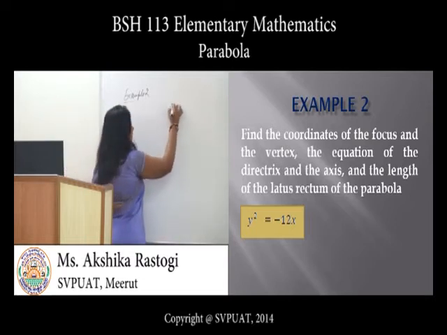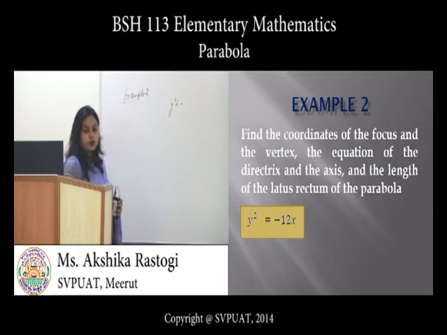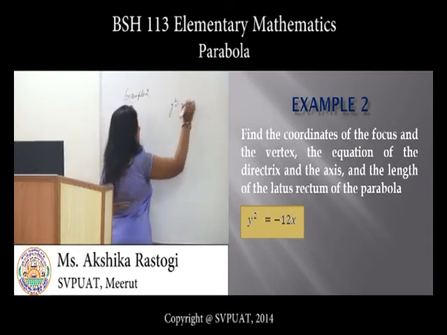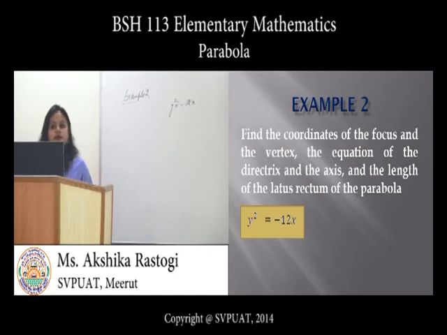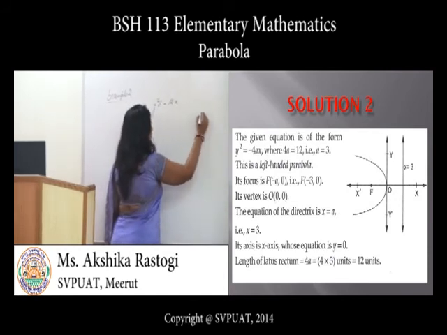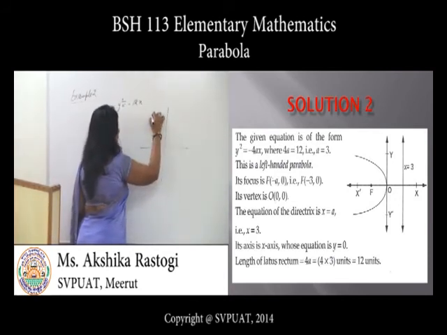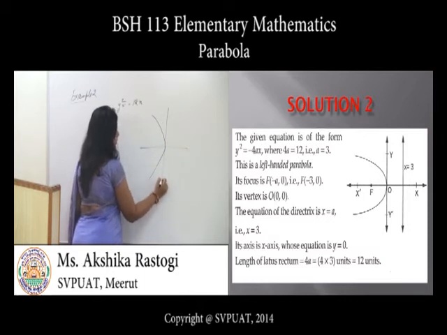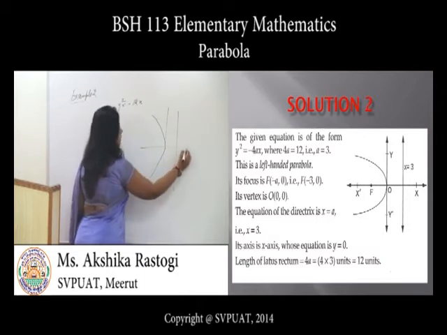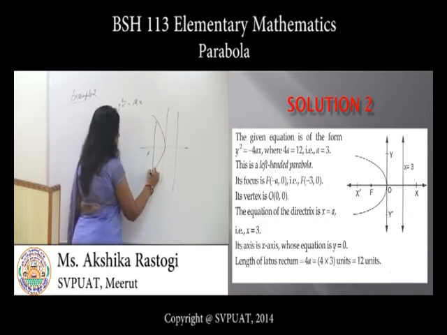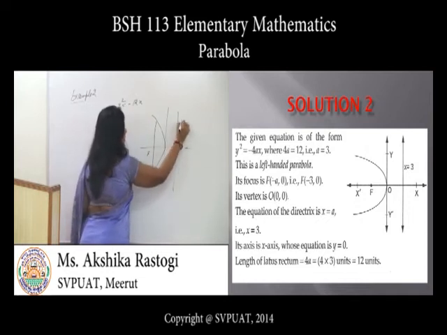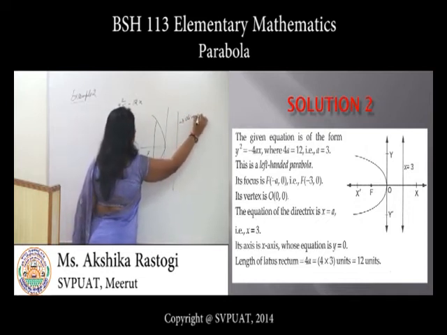Now the parabola is given, y square equals minus 12x. So recognizing the equation, we get an idea that this is a left-handed parabola, because the minus sign is there. The parabola will be on this side. The directrix will be here. This is the focus. This is the directrix.